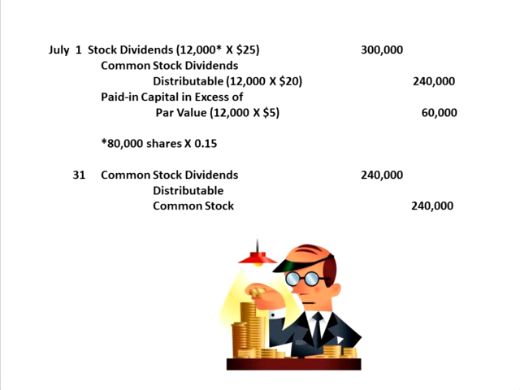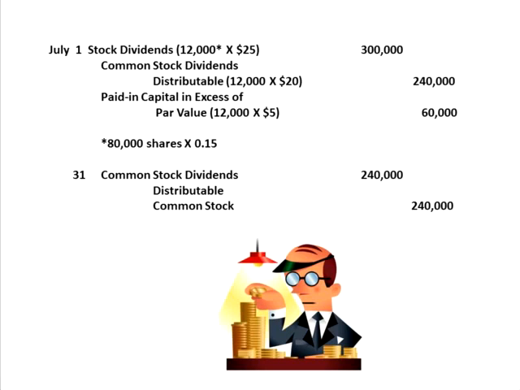Common stock dividend distributable is credited for the par value. In this case, the par value is $20 per share. So we're crediting common stock dividends distributable for $240,000. The paid-in capital in excess of par per share will be $5 because the market price is $25, par value is $20, and that gives us a 5. So we're crediting paid-in capital in excess of par for $60,000 because we took the 12,000 shares and multiplied by $5.